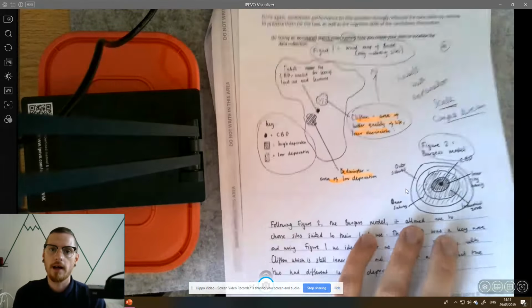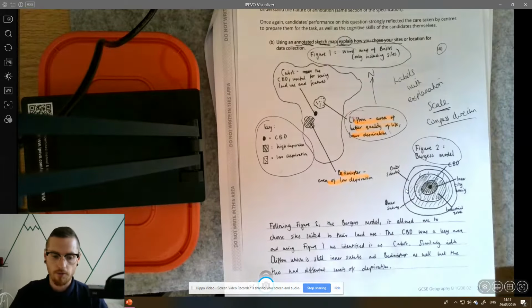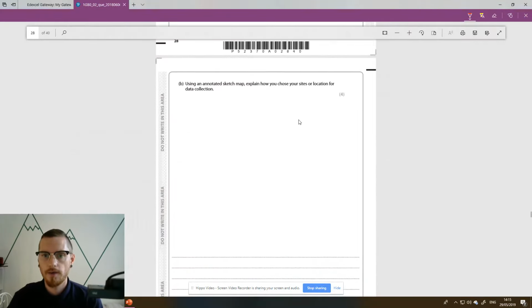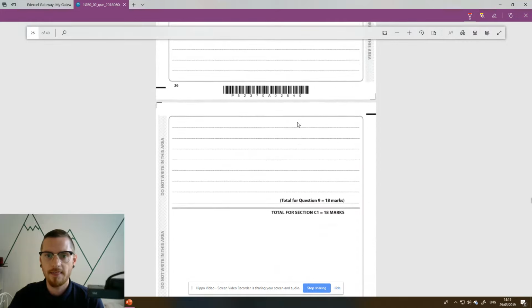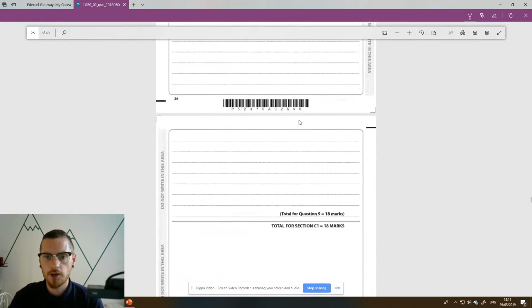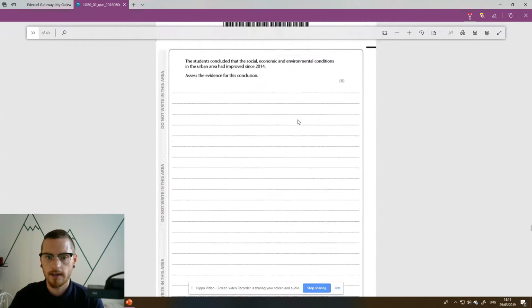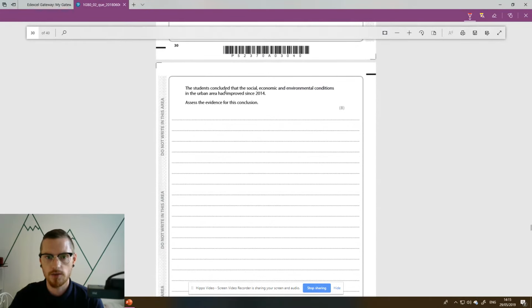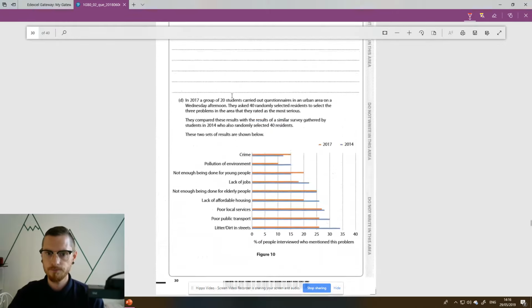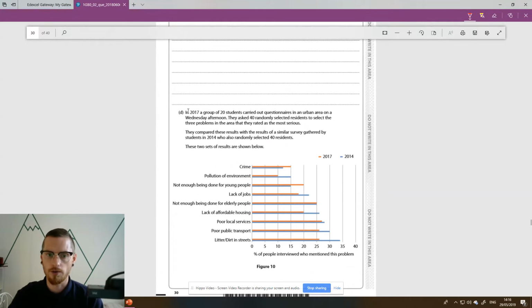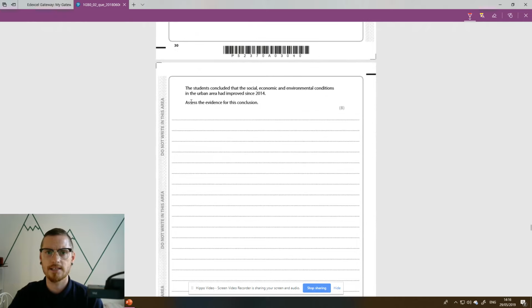Last thing to do is to look at the 8 marker. So if we go back to the actual exam paper, you'll find that you get an 8 marker at the end of C1, and you're also going to get an 8 marker at the end of C2. This is C2's 8 marker. This one is what we call unfamiliar. It's not the fieldwork you did. So here they've given us a scenario. This is the scenario. And then they've asked you to assess the evidence for that scenario.